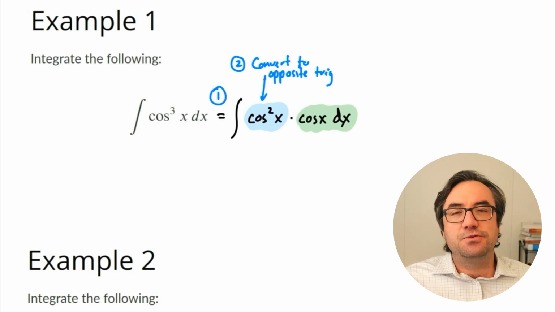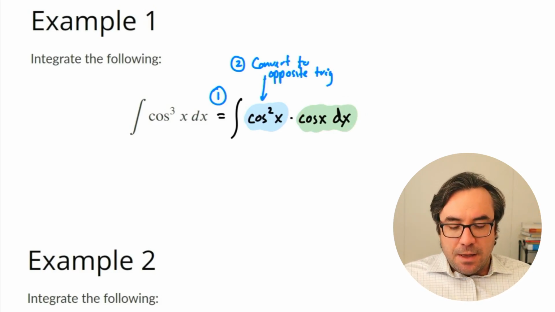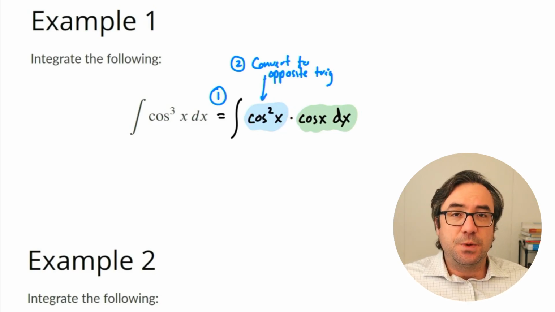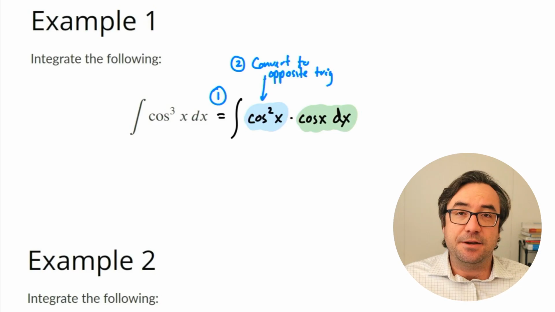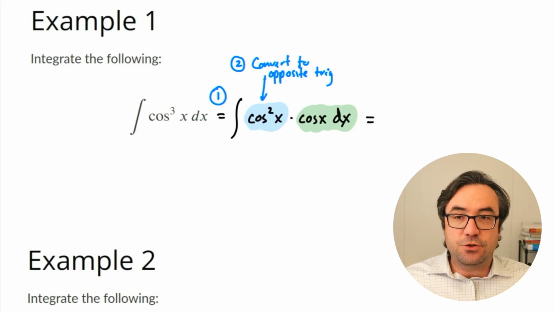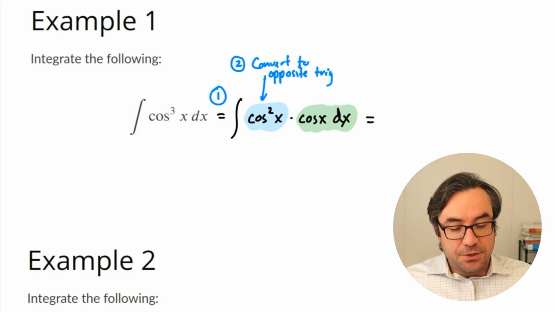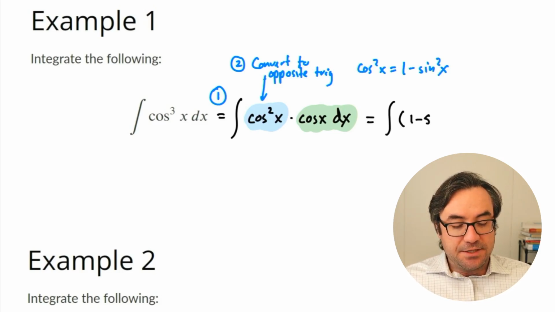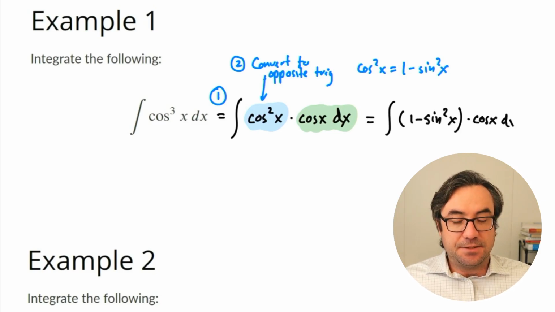We're going to save that for our u substitution, which is going to come up. But all the other things here, we want to convert to our opposite trig function. So we want to convert these, in this case, to sine. And the way we're going to do that is with that trig identity. In this case, cosine squared x is going to be 1 minus sine squared x. So we're going to fill that in. So 1 minus sine squared x times cosine x dx.